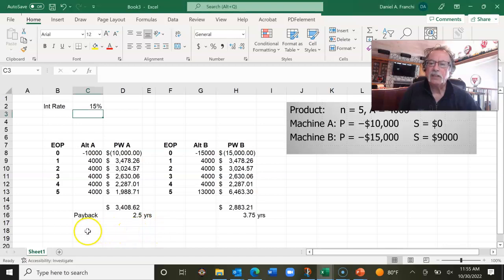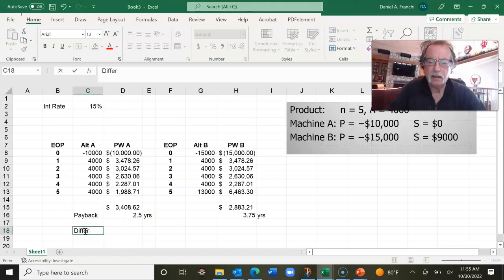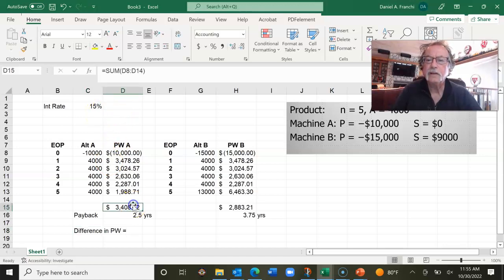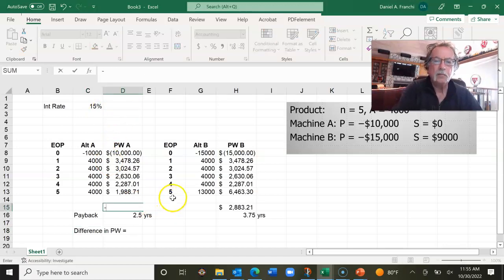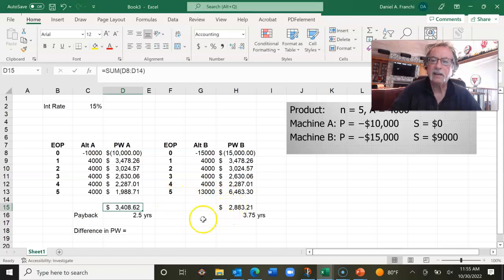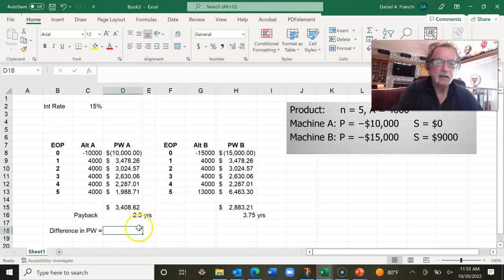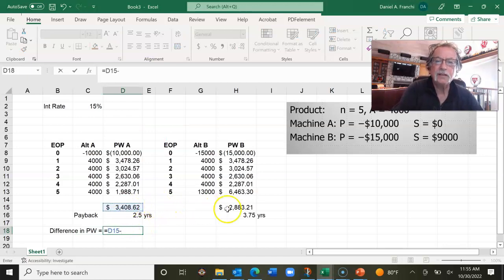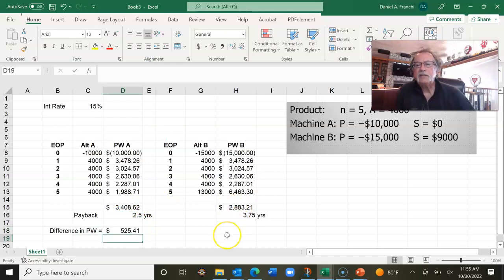So the difference in present worth equals the present worth of A minus the present worth of B. So at 15%, it's $525. The point where it will be exactly the same is when A is better on both.